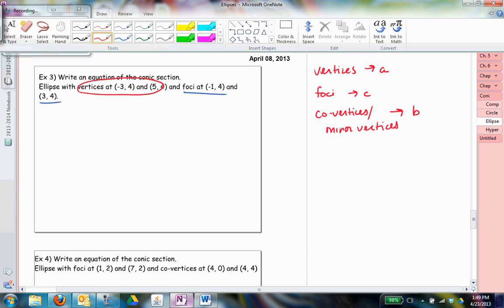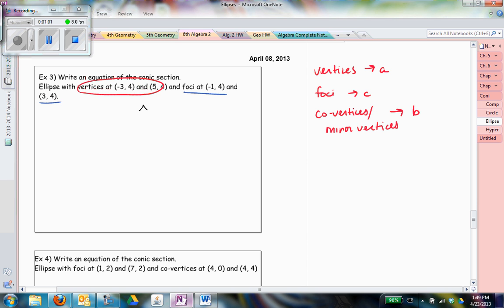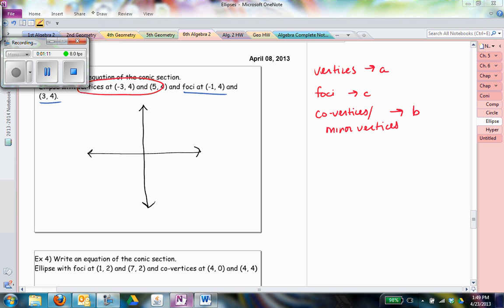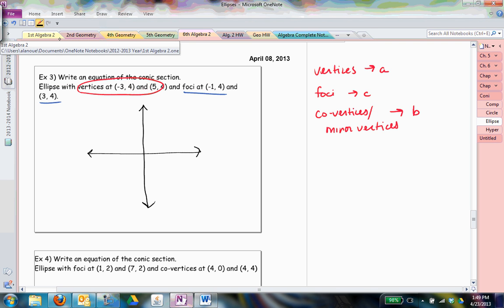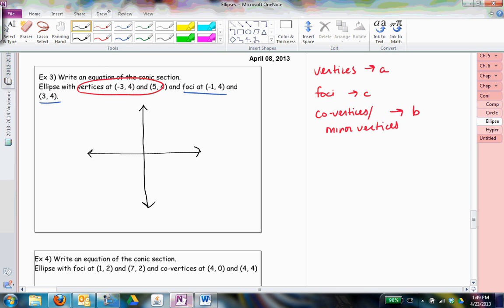So let's go ahead and draw a coordinate plane. Mine's not too great, I apologize, but this is just a rough sketch anyway. This is just going to help us with our problem here, so we can graph the equation or find the equation.